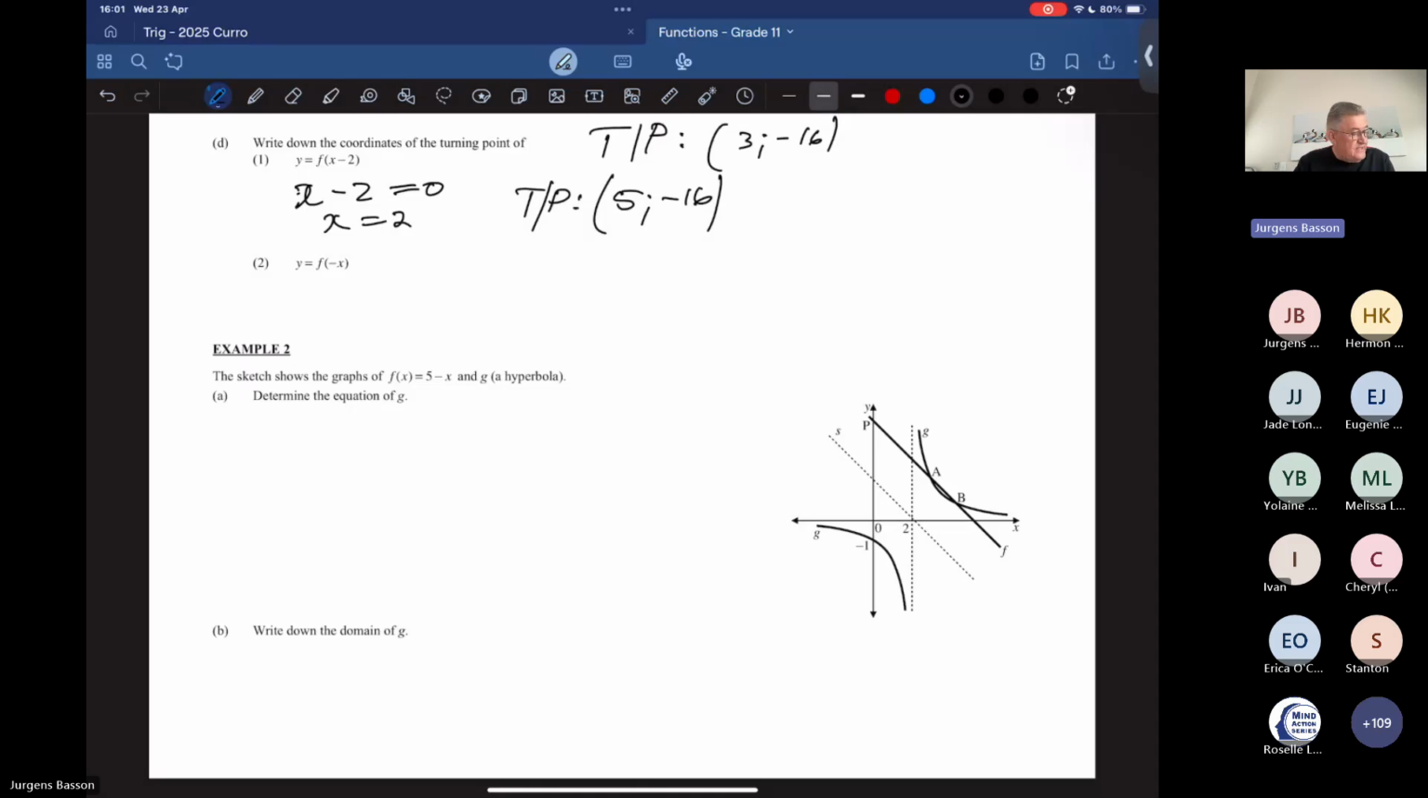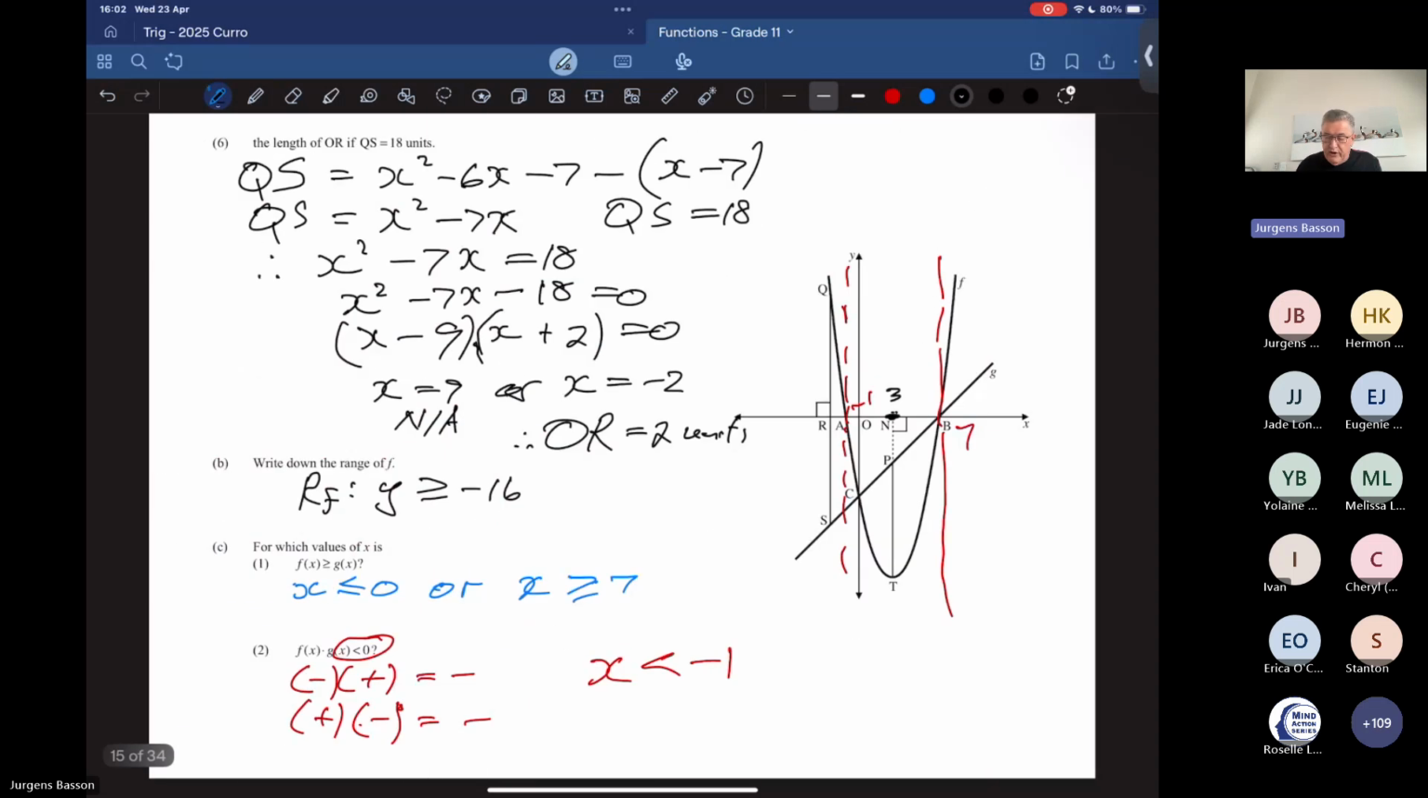If we reflect it in the y-axis, if you look at this, you will notice that this refers to a y-axis reflection. Now, if I reflect in the y-axis, then x becomes negative. So that means what will the turning point be? Remember, the turning point was (3; -16), but now we reflect this turning point in the y-axis. I'm sure you agree it will become (-3; -16).